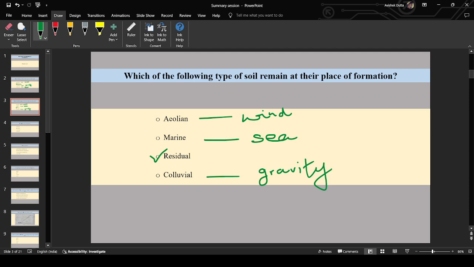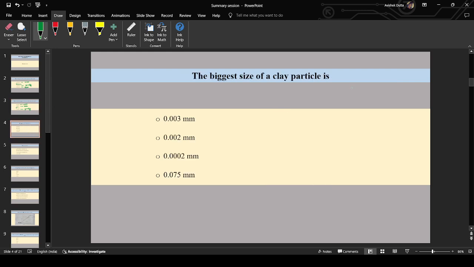Now, next question. Yes, this is the soil classification part. The biggest size of clay particle is? The answer is 0.002 mm. This is also equal to 2 micron. This is the largest size of clay particle.